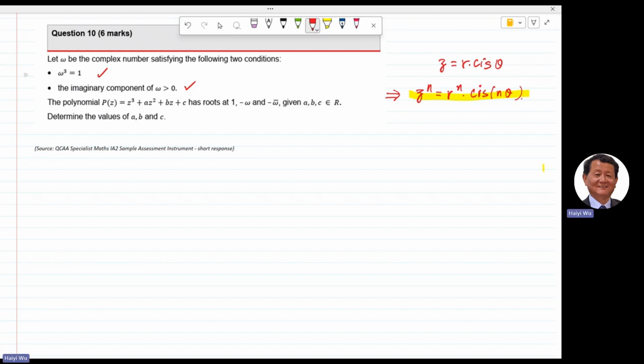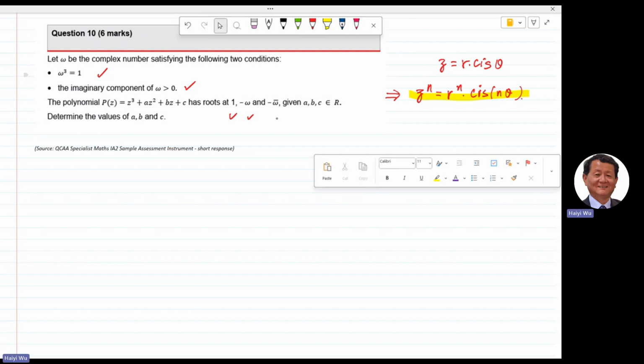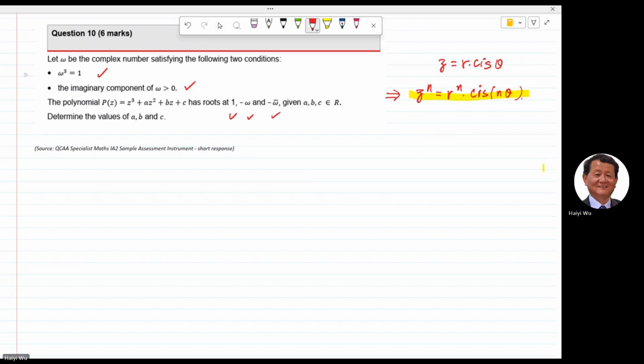And we also know this polynomial has 3 roots. First is 1, second one is negative omega, and the last one is negative omega conjugate. So we need to determine what A, B, and C are. So basically we need to find out what that polynomial is.